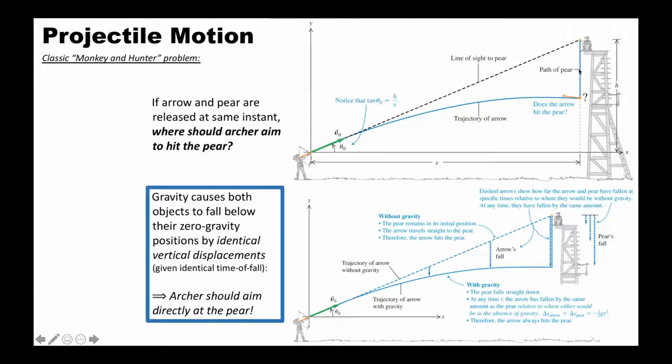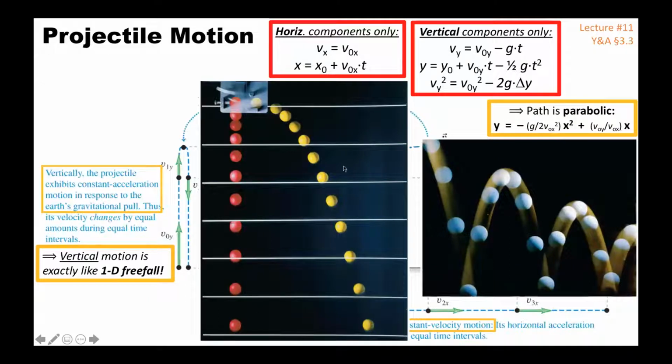Where should he aim? Well, it turns out that gravity causes both objects to fall away from their zero gravity lines or zero gravity paths or positions by identical amounts of distance in identical amounts of time. In other words, their vertical displacements are exactly the same, just as they were in this photograph right here.